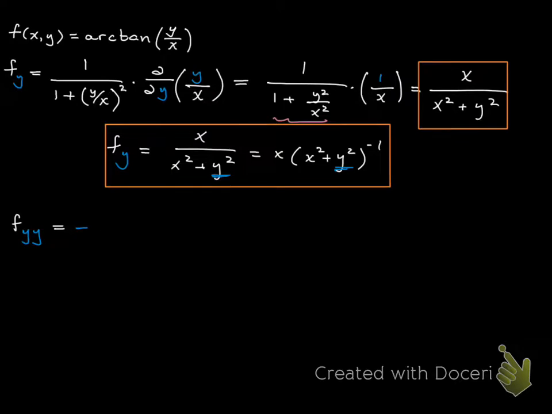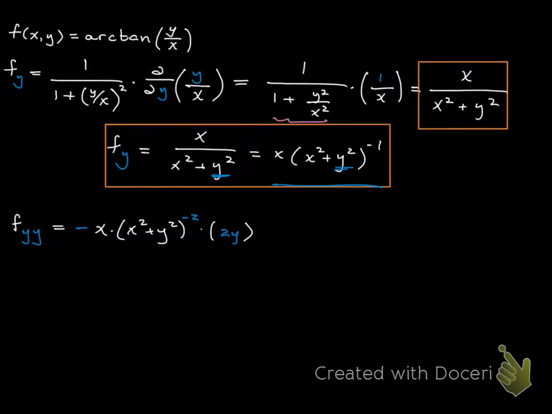All I need to do is look at the right form here, this form, and take a partial with respect to y. X is a constant out front. Then I have a constant plus y squared, all to the negative first. I bring the negative one down. X times, inside stays the same, x squared plus y squared. Subtract 1 from the power, I get a negative 2, times, chain rule, 2y, the partial derivative of y squared with respect to y. Partial derivative of x squared with respect to y is 0.